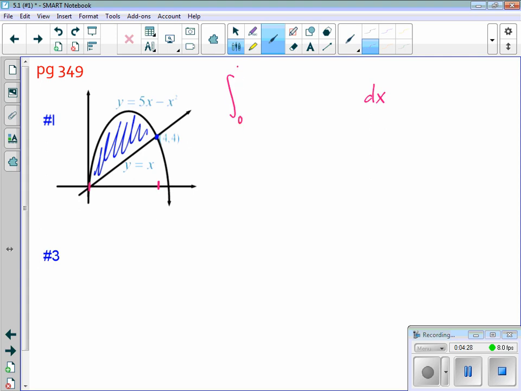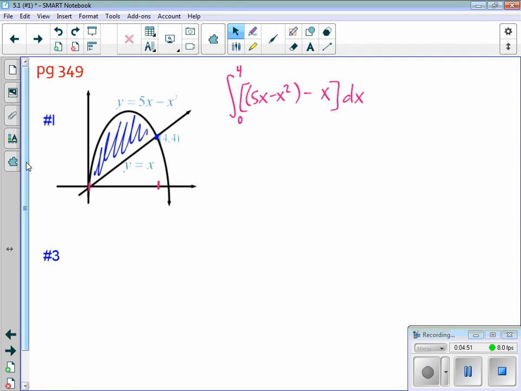0 to 4. Take our top curve, which is 5x minus x squared, and then you subtract your bottom curve, which is x. And we can all evaluate that either by hand or in our calculator, right? So questions on that at all? You could even put your x's together before you do your antiderivative.